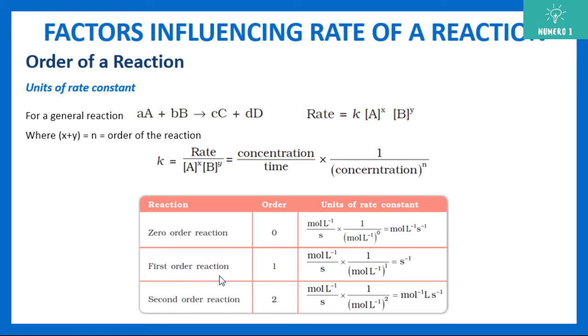If it is a first order reaction, that means n is 1. So concentration cancels. Order of reaction is 1, so the unit is second inverse. If order is 2, you will get this expression finally. Just put the value of n equal to 2. So please remember these values. These are important. You can always derive it from this expression. I do not expect you all to memorize this, but you should at least know this part. This part you should memorize.